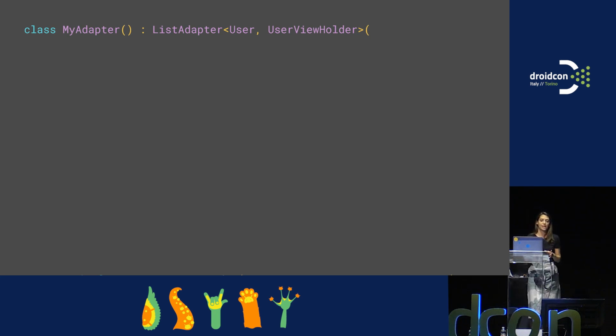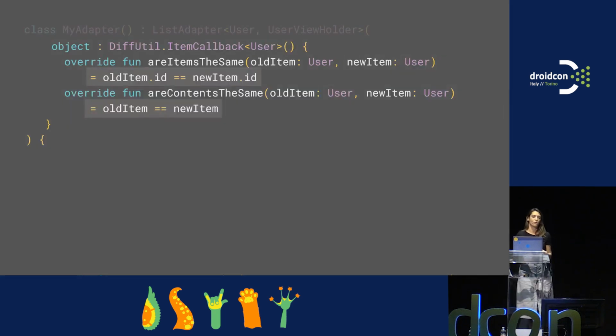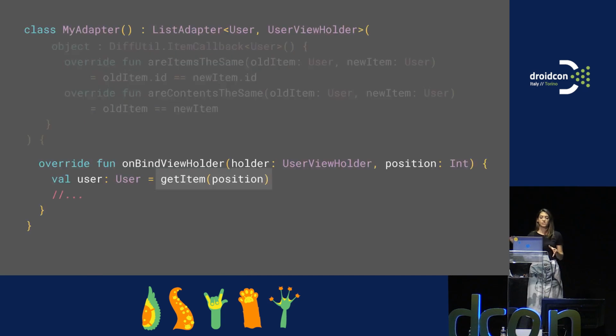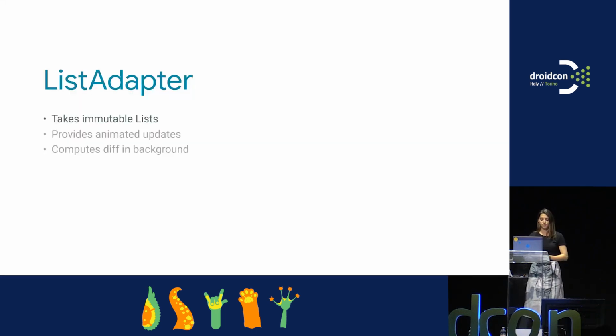What's different also is that you need to implement an item callback. So practically the adapter needs to make a difference between the old and the new list. And in order to do this, it needs to know how to compare the items. So essentially in this callback, you're telling the adapter how to tell whether two items are the same and whether the contents of the items are the same. And then in the onBindViewHolder, you would just get the item, and you would get a non-nullable result back, and you would bind it as usual.